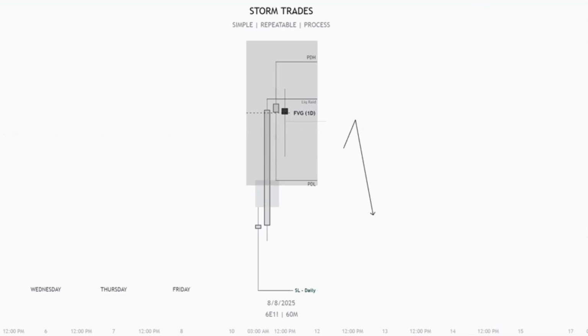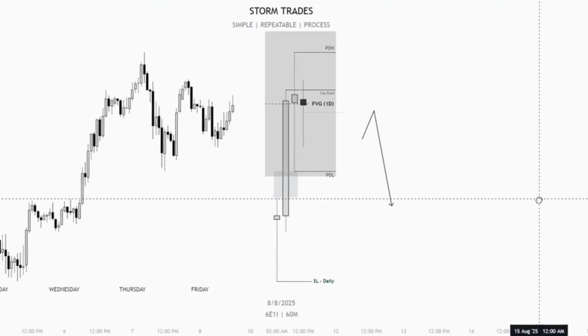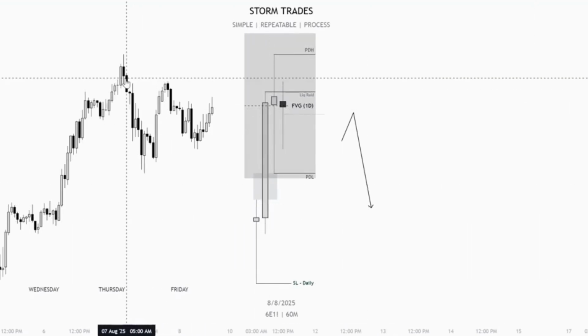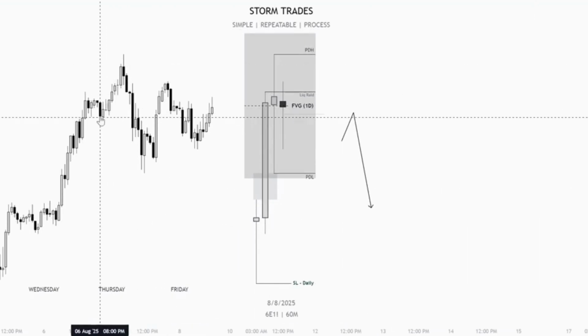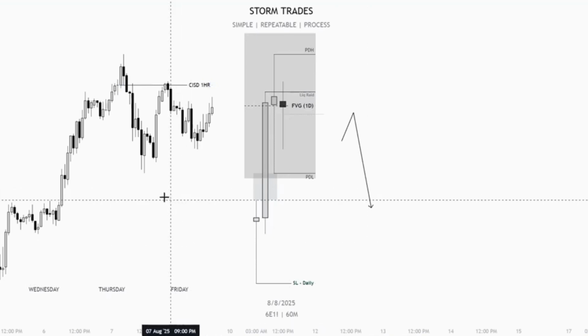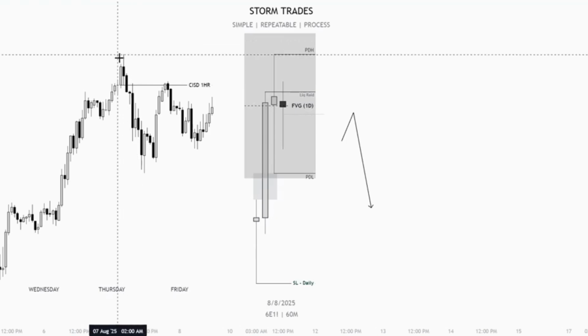All right, I'm going to pull up the hourly chart now, and on the hourly chart, we're always looking for a story that's being told. So pretty clear here that on Thursday we had the high of the week. And what happened after that? We had a displacement back down, creating a change in the state of delivery. So we would not expect this high to be taken again.